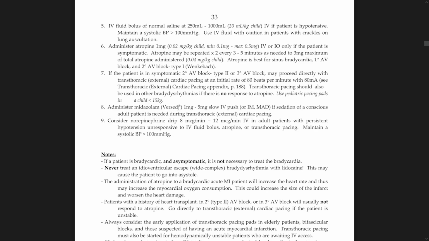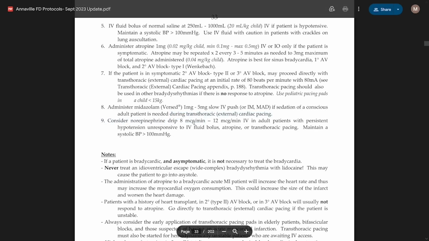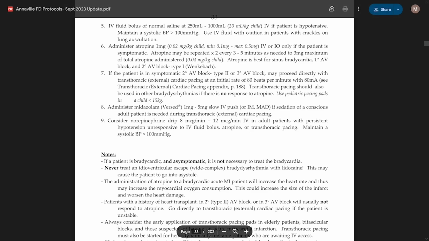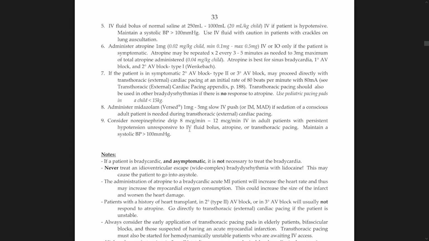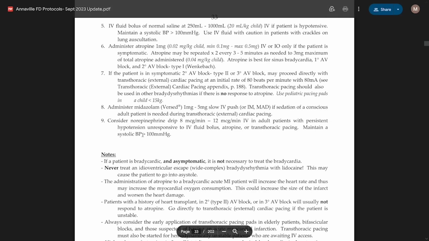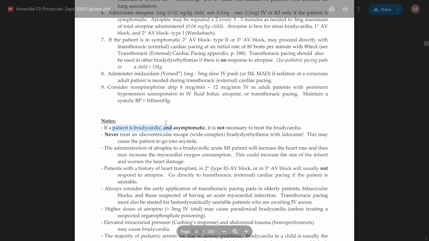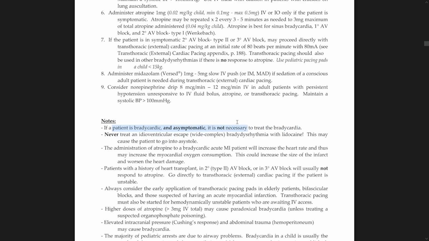You can also consider norepinephrine at 8 micrograms per minute to 12 micrograms per minute IV in adult patients with persistent hypotension, unresponsive to IV fluid boluses, atropine, or transthoracic pacing. And you want to maintain their systolic blood pressure greater than 100 millimeters of mercury. If a patient is bradycardic and asymptomatic, it is not necessary to treat the bradycardia.